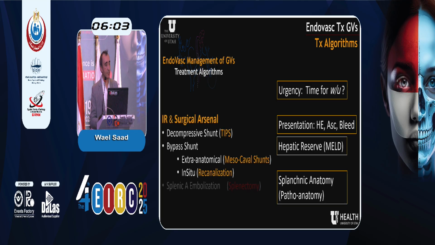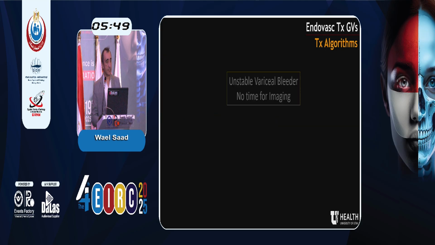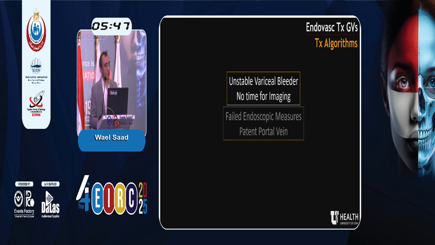And then you tailor it to all the armamentarium that all these speakers are telling you about, whether it's recanalization, thrombolysis, sclerosis with BRTO or BATO, and then TIPS or all sorts of other shunts that you can do. So first scenario: it's an unstable bleed, there's bleeding everywhere, endoscopy can't really identify whether it's esophageal or gastric, the patient is dying. It doesn't matter what the MELD is right now, it's a heroic TIPS or a salvage TIPS.